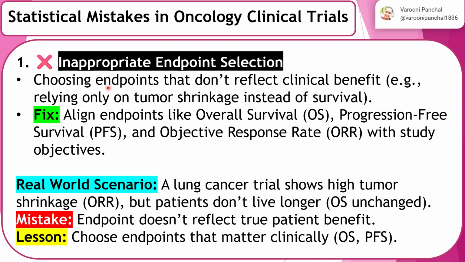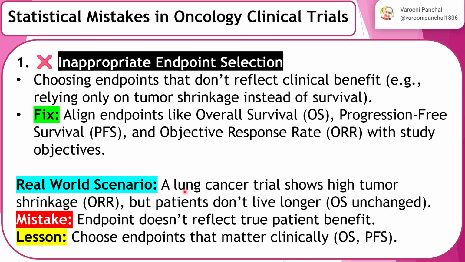Number 1. Inappropriate endpoint selection. Choosing endpoints that don't reflect clinical benefit. For example, relying only on tumor shrinkage instead of survival. So here the tumor shrinkage and survival both are important, not a single endpoint, right? So you need to align these endpoints, OS, PFS and ORR, with the study objectives. That's how you need to fix this mistake.